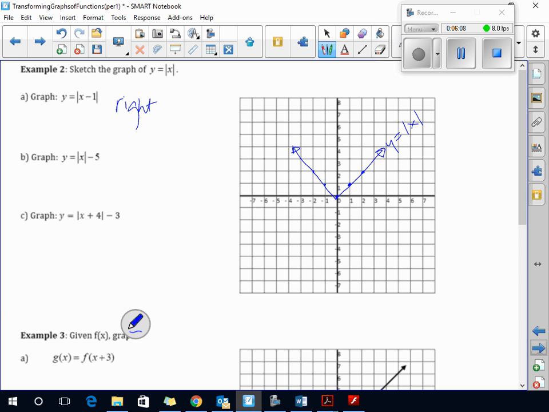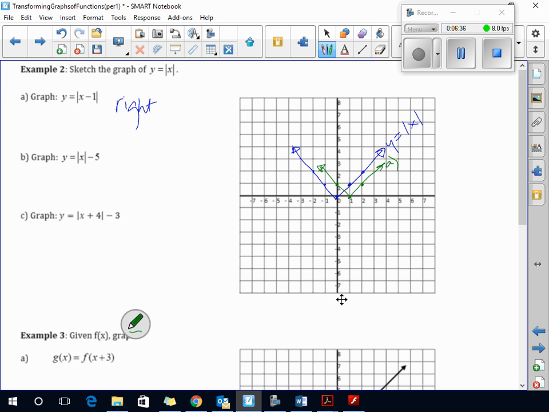So I'm going to change my color. So this point gets moved right one. This point gets moved right one. This point gets moved right one. And then you can just kind of connect the dots. And this is my A graph. Usually on a test or a quiz, we only have one graph per question. But in this case, I actually have 3 graphs. So I'm going to change colors here.